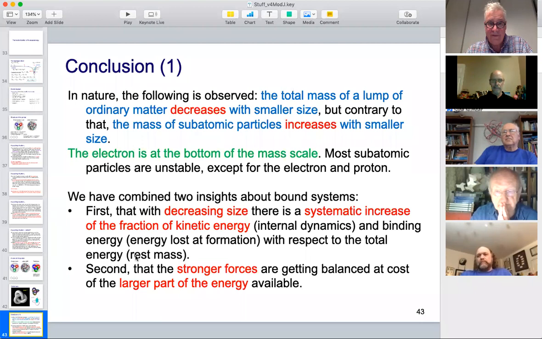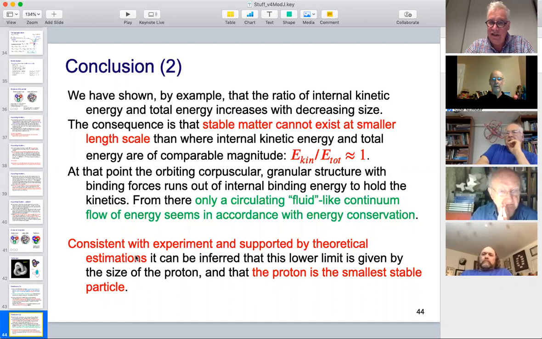There are three parts. So we've shown by looking at examples that the ratio of internal kinetic energy and total energy increases as the size decreases. So stable matter cannot exist at a smaller length scale than about where the internal kinetic energy and total energy are of comparable magnitude. And that's the proton. At that point, the orbiting corpuscular granular structure with binding forces runs out of internal binding energy to hold the kinetics together. So from there, only a circulating fluid continuum thing seems in accordance with energy conservation.